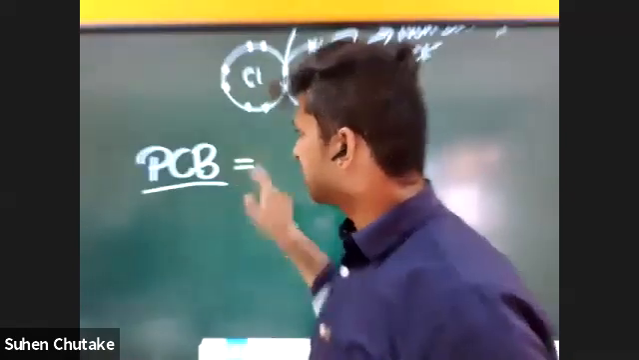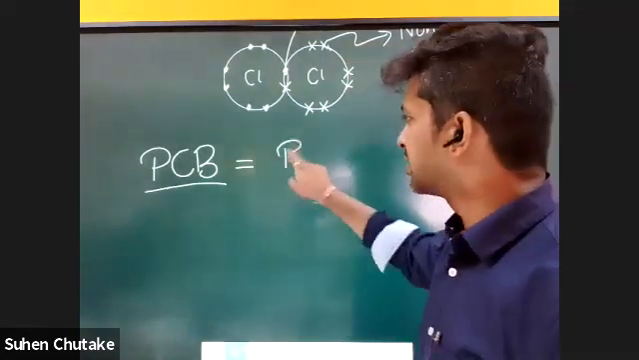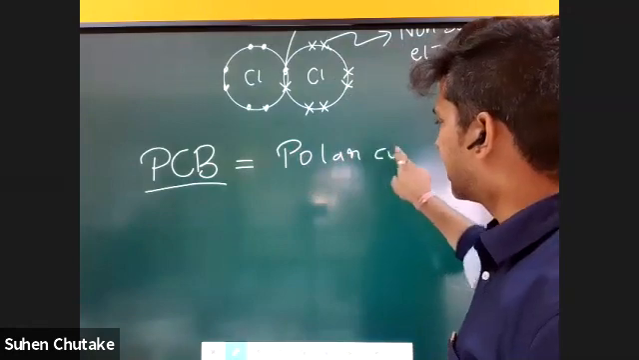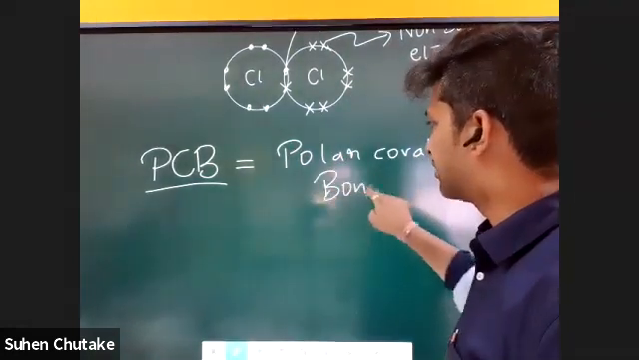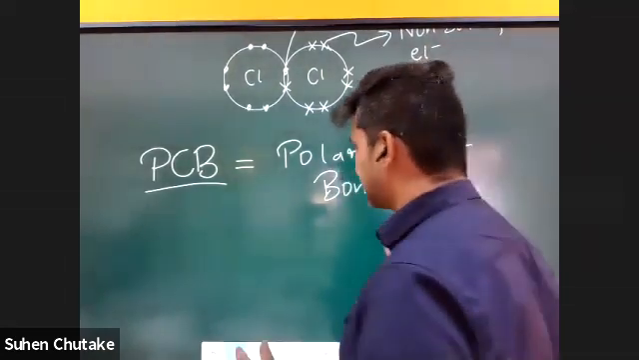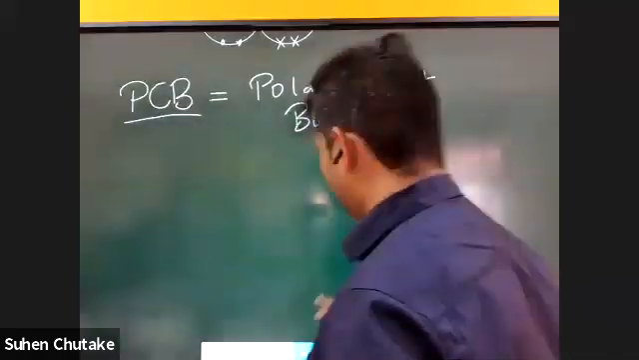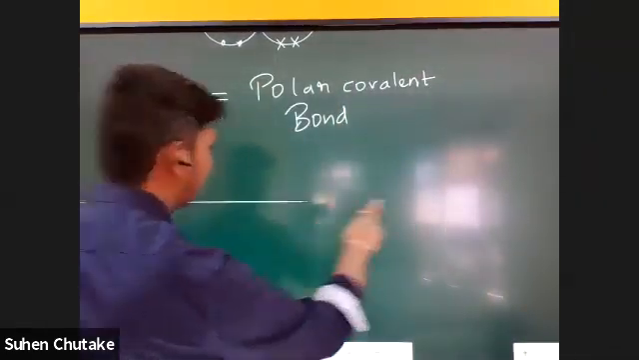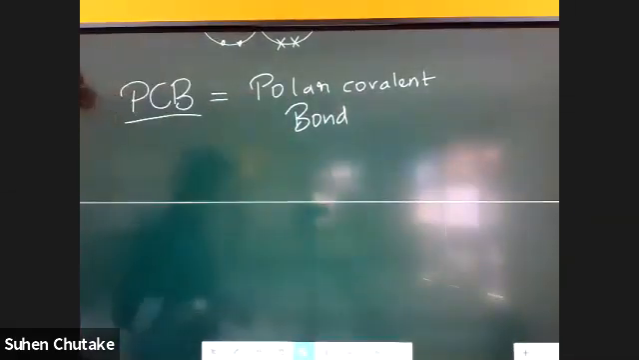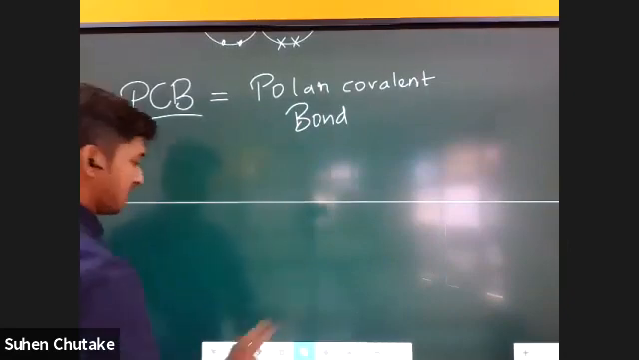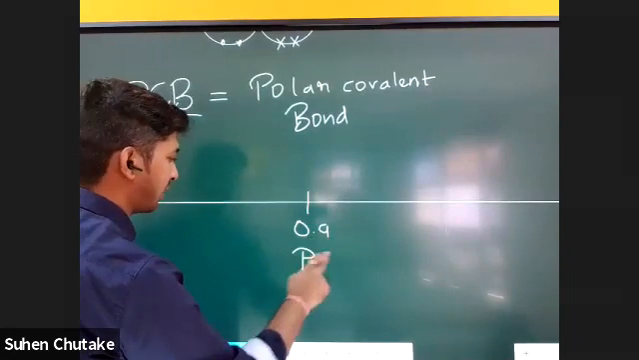Now what is this polar covalent bond? Tell me quickly. I know you cannot unmute yourself, but you can say it to yourself. Now let me draw this line, an imaginary line of your EN scale, the imaginary EN scale. In that imaginary EN scale, we have 0.9 in between as polar covalent bond.